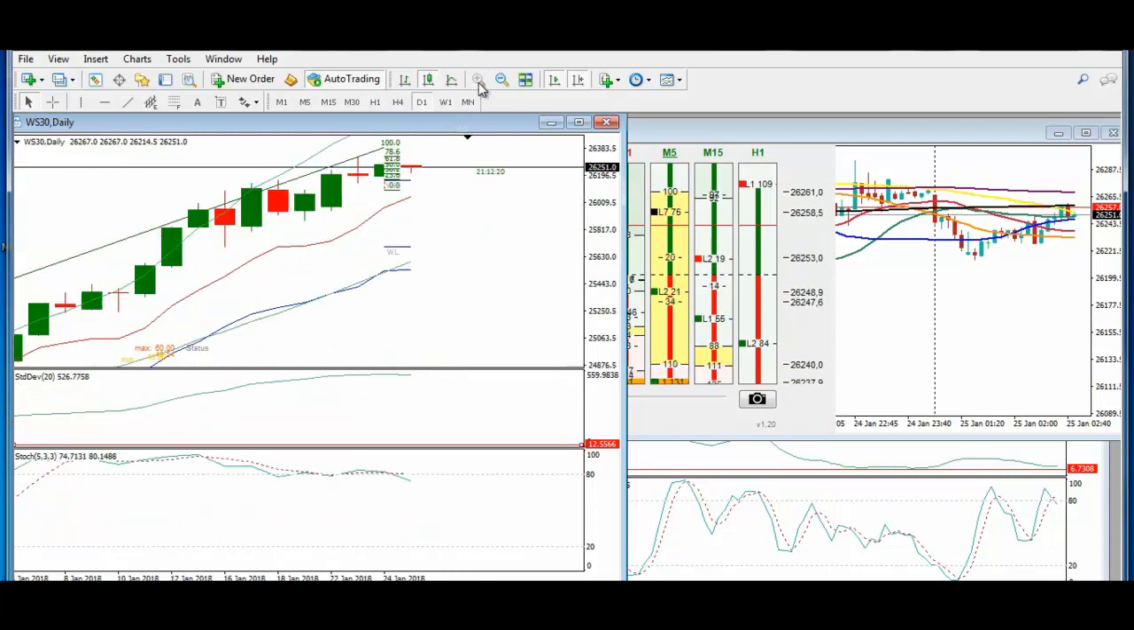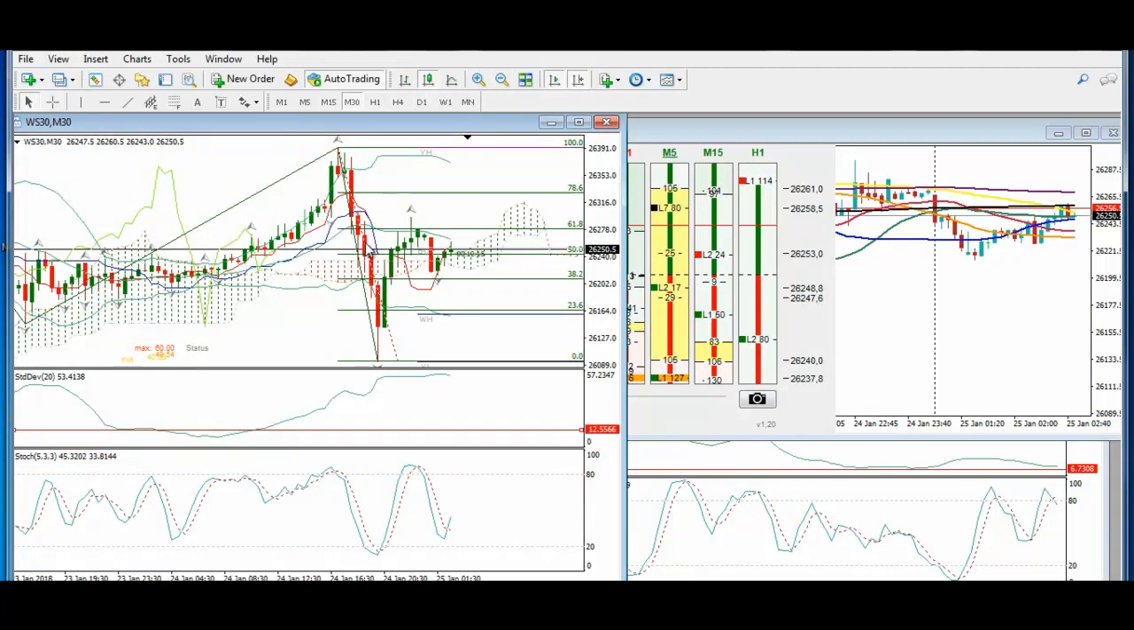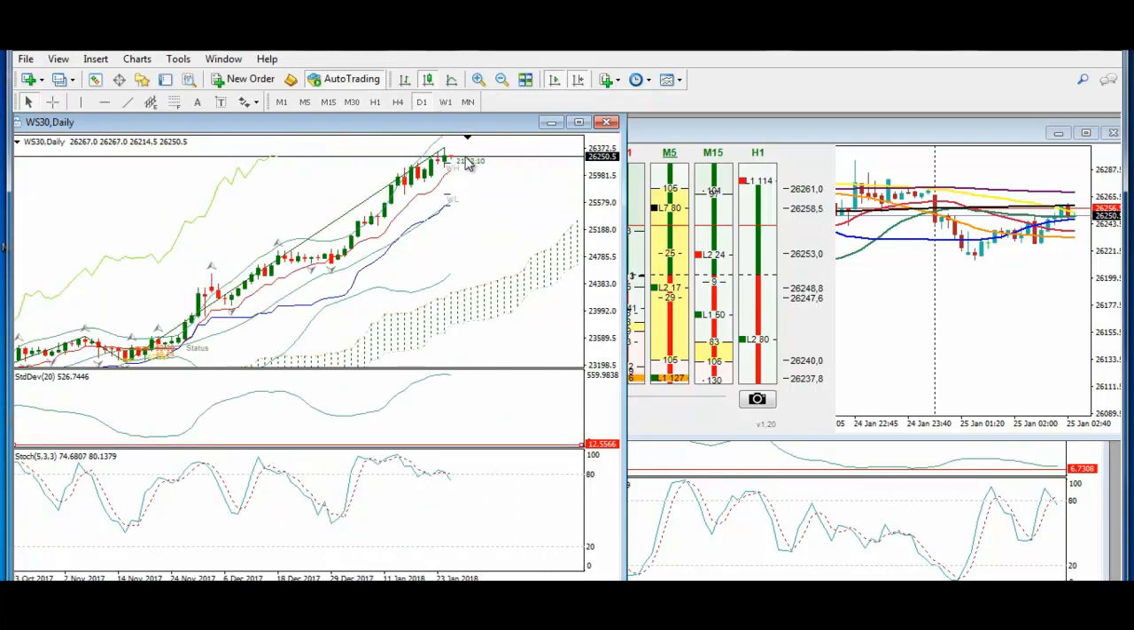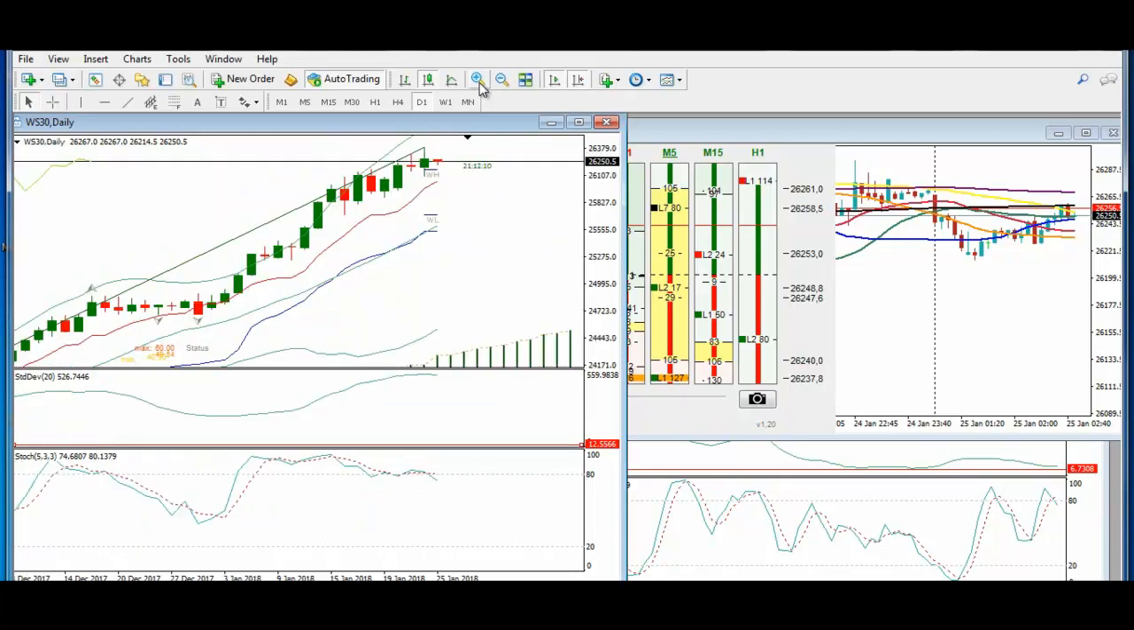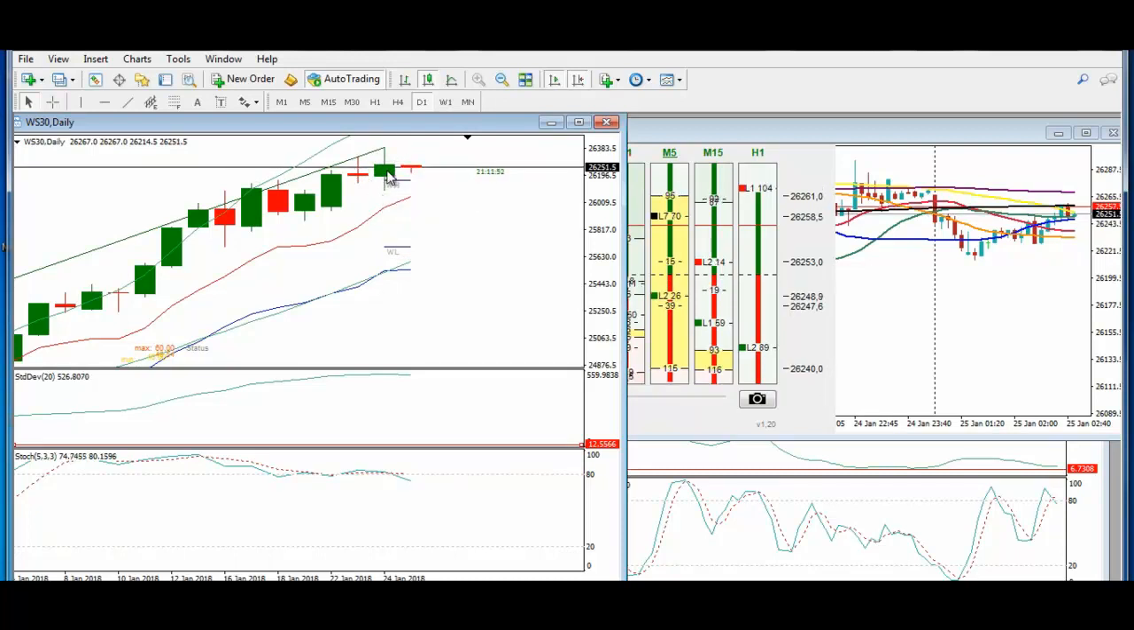The daily candle. Okay, let's get rid of this one here because it's messing up my readings. The daily candle was kind of a red one, but it was inside the area of the previous candle, yesterday's candle.